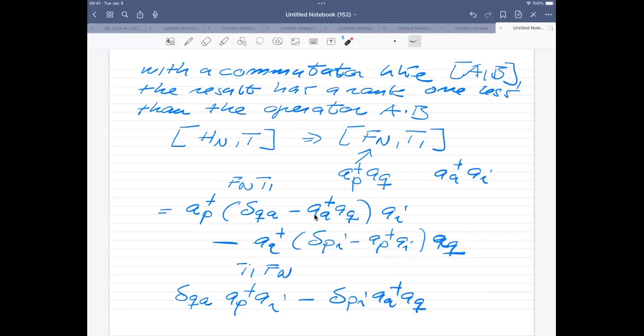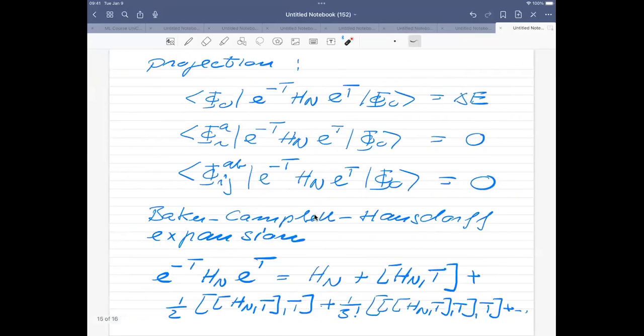cancel each other exactly. So what you see now is that the combined rank of these two operators, A and B, is actually given by a two-particle, two-hole excitation, but this has now been reduced to just a one-particle, one-hole excitation. So this is going to be one of the simplifications which will allow us to truncate this series expansion, which you see here.